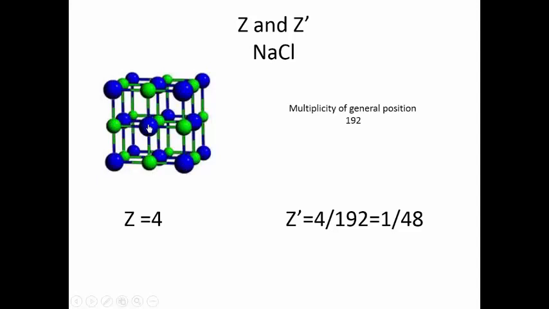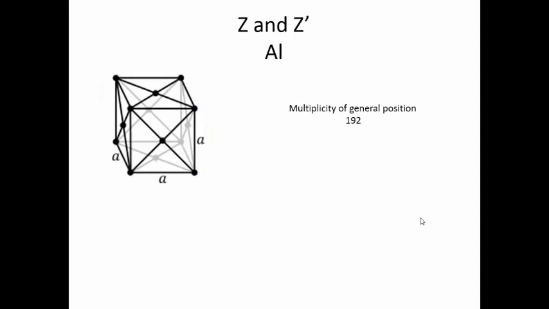And then you have 1 on each of the faces, so you have 6 faces, 1, 2, 3, 4, 5, 6, and each one is a half, so 3. Then in the interior of the unit cell we have 1, so 3 and 1 is 4, so Z is equal to 4. Then we divide it by the multiplicity and we get 1/48. So it's really just a tiny sliver that keeps multiplying around and around. Aluminum is actually a similar situation here. All of them have Z equal to 4, and again the Z prime is going to be 1/48.